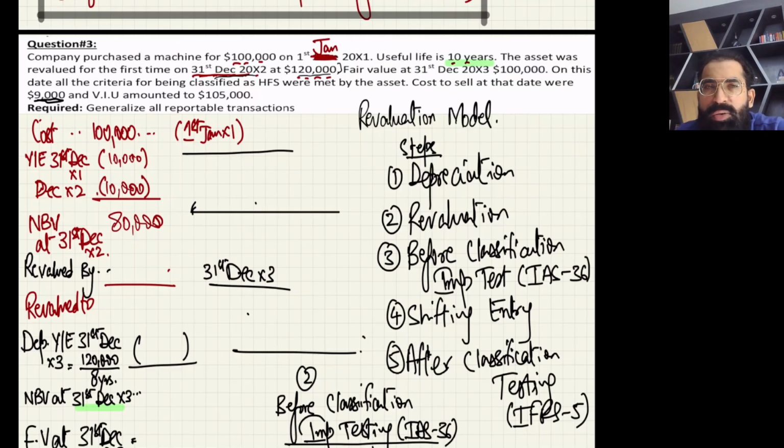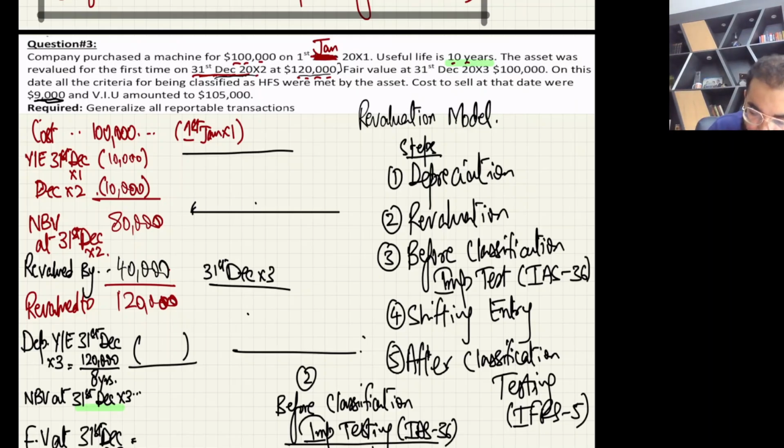Now, what is the fair value at 31st December X2? It is 120, because now we are using the revaluation model, and in the revaluation model, whenever there is a change in fair value, we have to revalue. So now the revalued amount is 120. Just use your brain. We were at 80, and from 80 we are going to 120. So there is an upward revaluation of 40,000.